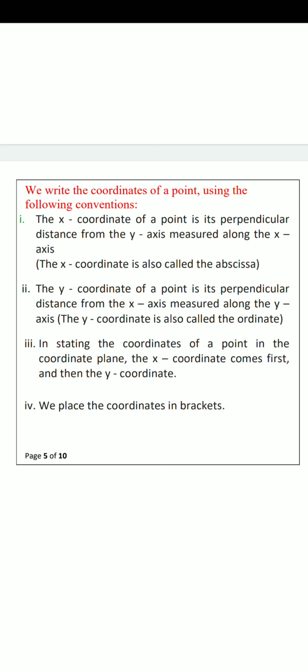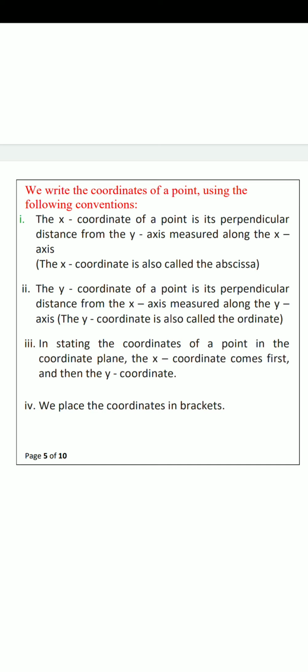Now the second: the y coordinate of a point is its perpendicular distance from the x-axis measured along the y-axis. It can be measured in the positive direction or negative direction. Positive direction above the x-axis and negative direction below the x-axis. And the y coordinate is also called the ordinate.